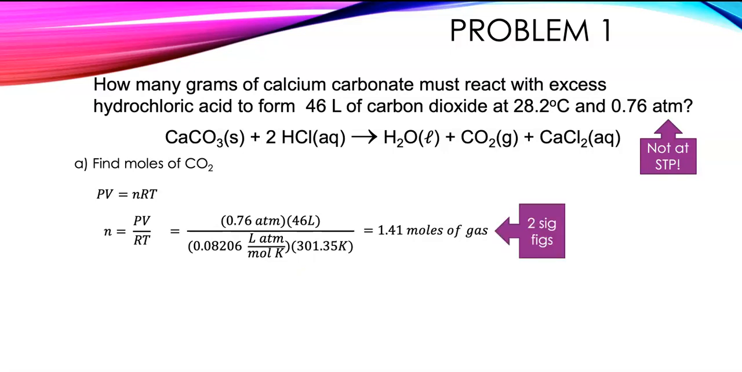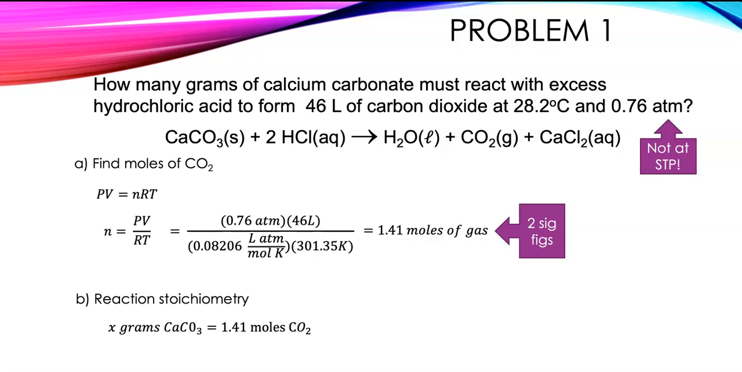Now that I have that, and of course, I really only know that to 2 sig figs, I'm not rounding yet because I don't want to introduce a rounding error, but I know that in the end, I'm only allowed 2 sig figs in my answer. Now that I've got 1.41 moles of gas calculated, I can now do the stoichiometry piece. All right, I've got 1.41 moles of CO2.